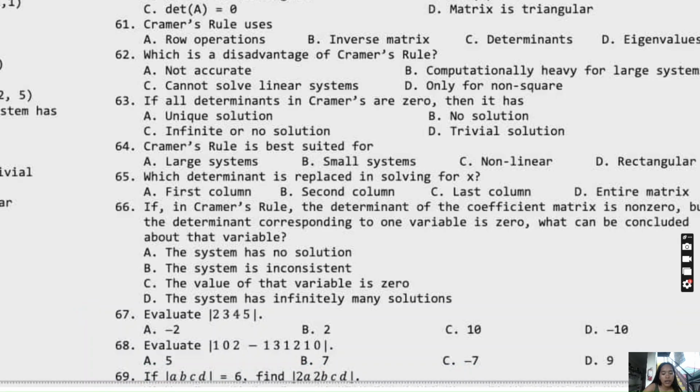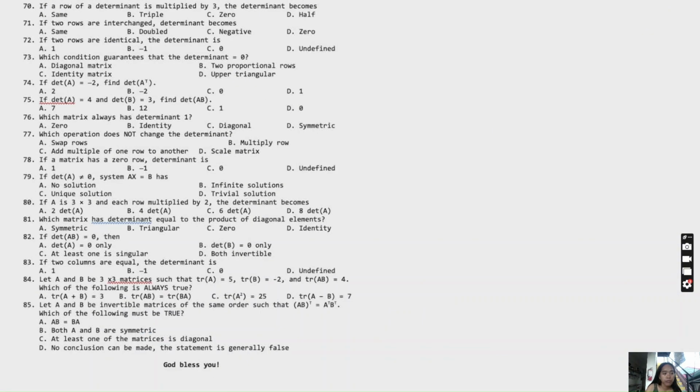So again in 69 we have this question. If the determinant with rows A, B and C, D is equal to 6, find the determinant with rows 2A, 2B and C, D. So our answer would be letter B, 12, because this type of problem is about determinant properties. If one row or one column of a determinant is multiplied by 2, then the determinant is also multiplied by 2. Since the original determinant is 6, the new determinant becomes 12. So the correct answer is letter B.